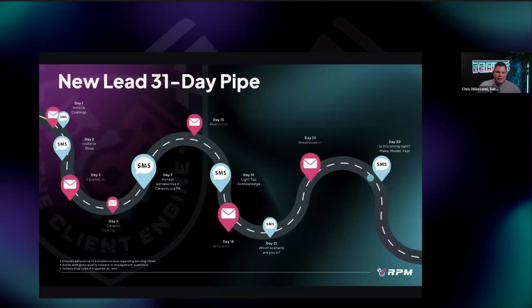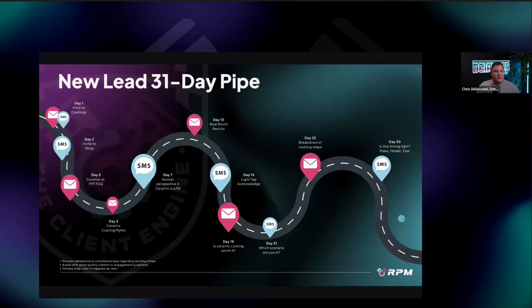At the same time, we're also marrying it and mirroring it. Day three, day five, real-world results. Is a ceramic coating worth it? We all know people sometimes don't know the difference between paint protection film and ceramic coating. We address that. We literally look at that type of messaging in the email itself.